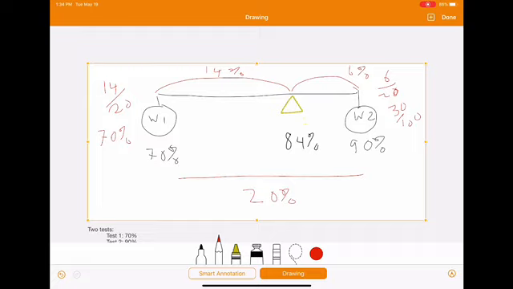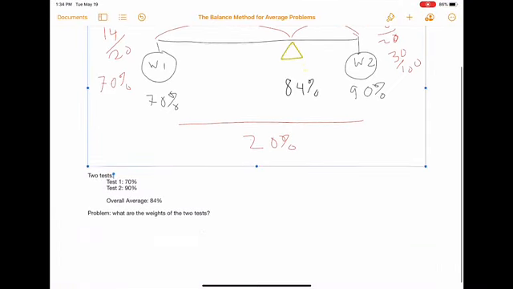That seems to be the answer, and if you prefer the algebra method, you could plug those numbers in and see if they represent a true solution to the problem.